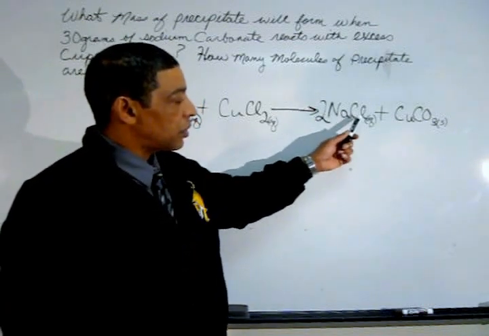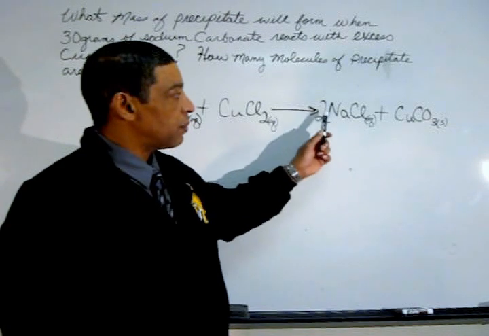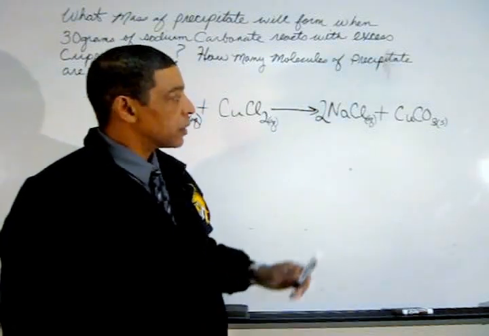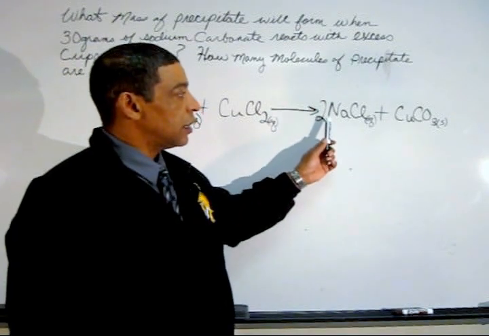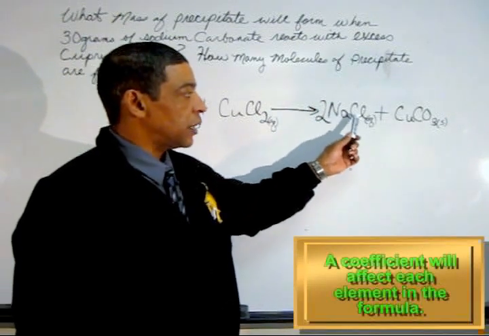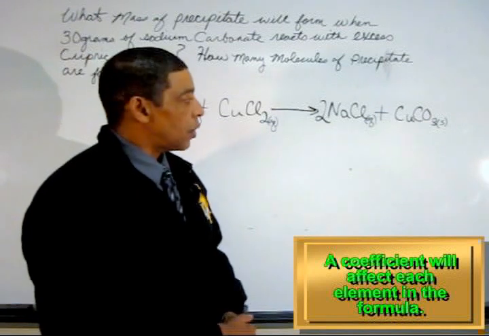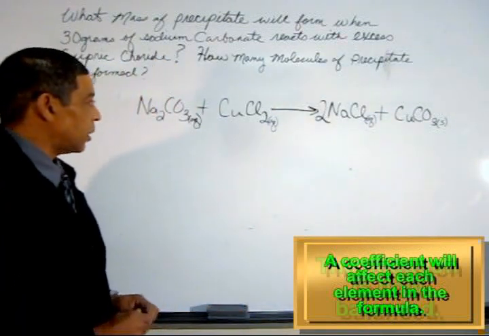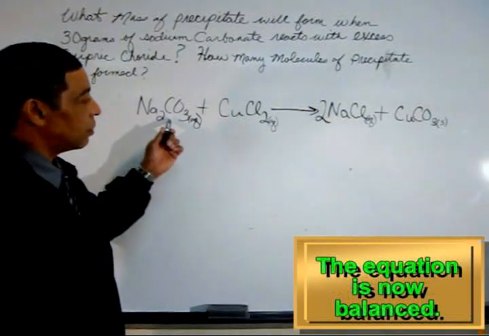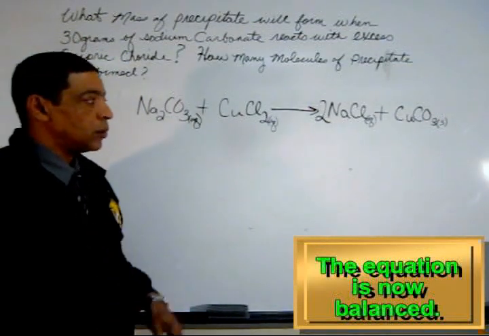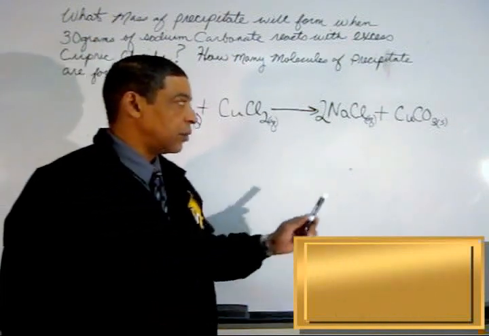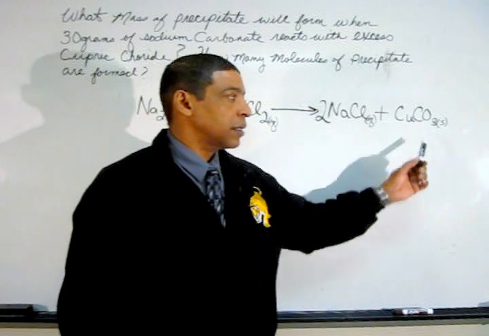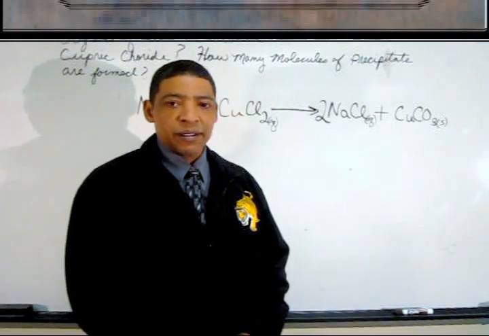In the case of sodium chloride, the chloride was balanced by placing a coefficient 2 in front of the entire compound. Coefficients will apply to each element following it in the formula. So this represents the balanced chemical equation for a reaction where sodium carbonate reacts with copper(II) chloride to produce sodium chloride and the precipitate copper(II) carbonate.